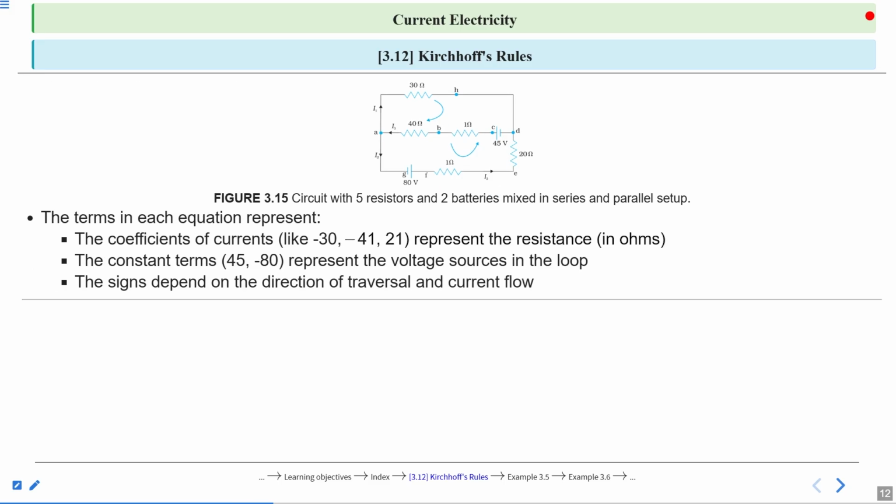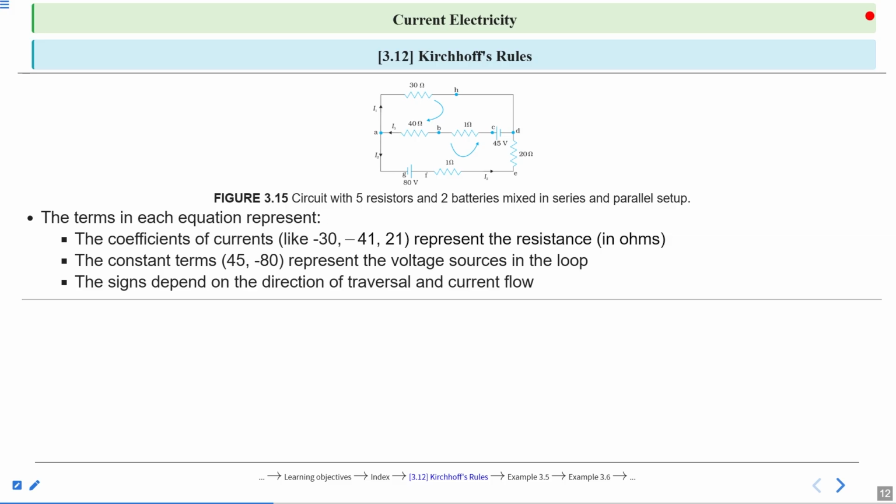So the terms in each equation represent the coefficients of currents, like minus 30, 41 and 21 represent the resistance. The coefficient of currents represents the resistance, as we have already mentioned. And the constant terms 45 and minus 80 represent the voltage sources in the loop, and the sign depends on the direction of traversal and current flow. As I have already mentioned, the signs depend on which direction we are moving and in which direction the current is.